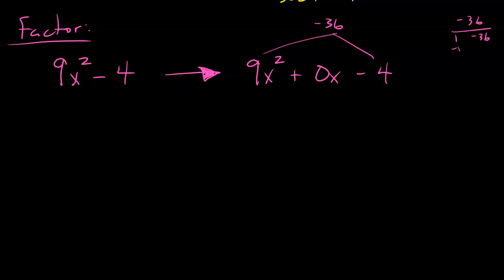Okay, good. That's good because I didn't want to write them all down. So 6 and negative 6. And then we're going to replace the 0 with the 6 and the negative 6.